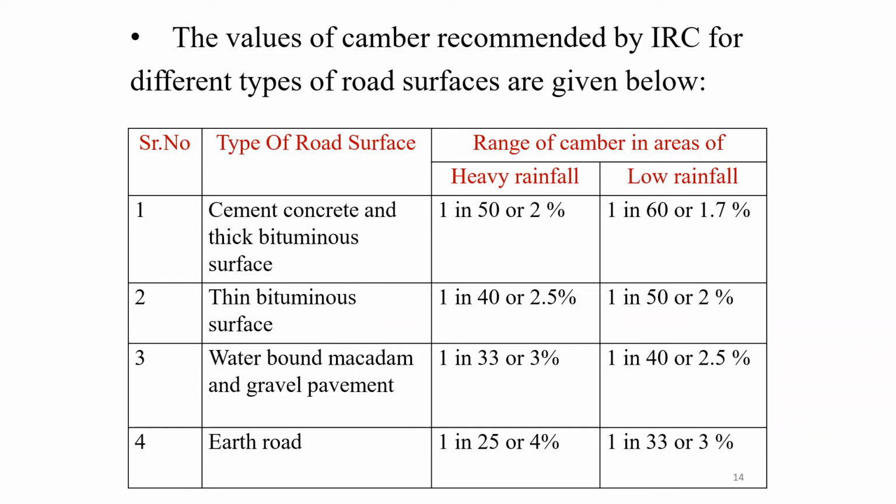The values of camber recommended by the Indian Road Congress for different types of road surface are given in this table. For cement concrete and thick bituminous surface, if the rainfall is heavy, 1 in 50, in low rainfall area 1 in 60. Similarly, thin bituminous surface 1 in 40 and 1 in 50. For waterbound macadam and gravel pavements 1 in 33 and 1 in 40. And for earth road 1 in 25 and 1 in 33.